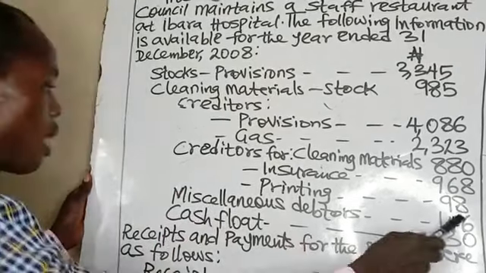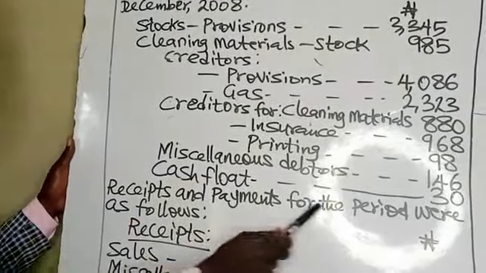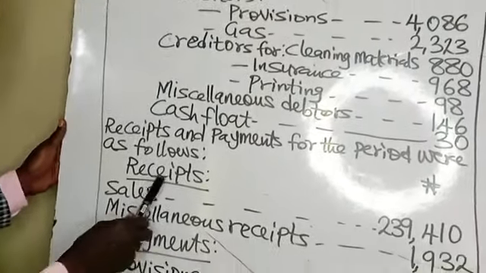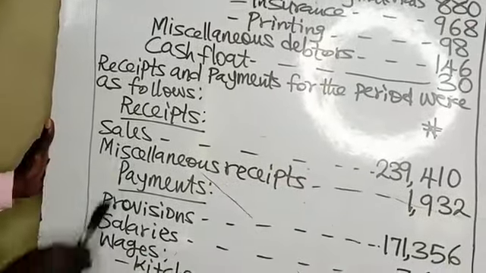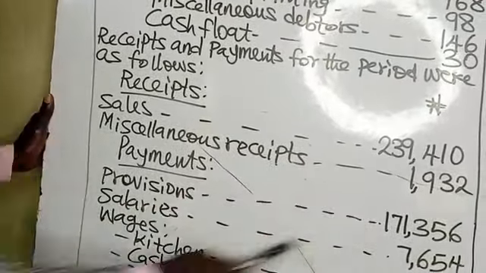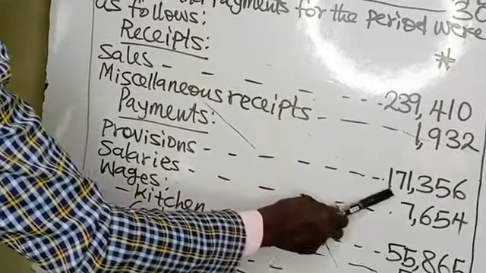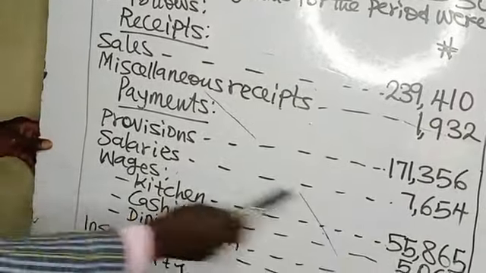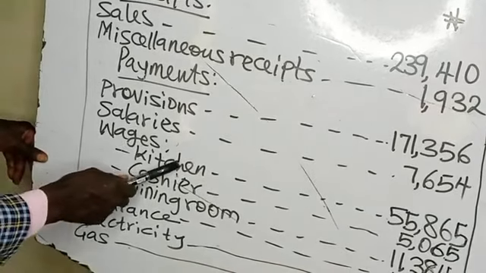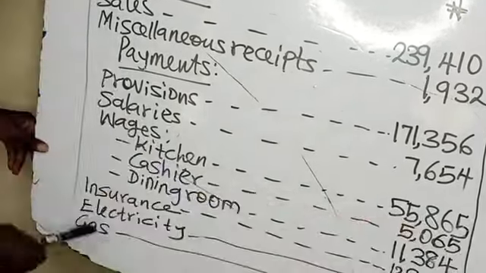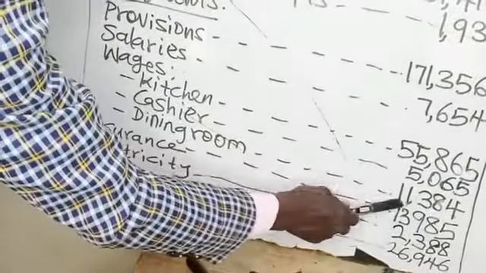Miscellaneous debtors, 146. Cash float, 30. Receipts and payments for the period were as follows. We have receipts, which comprise sales, 239,410, and miscellaneous receipts, 1,932. Payments include provisions, 171,356, salaries, 7,654. Then wages, which comprise kitchen, 55,865, cashier, 5,065, and dining room, 11,384.